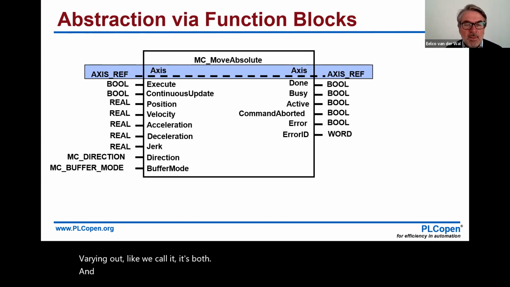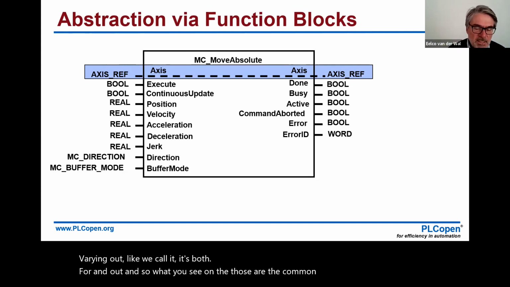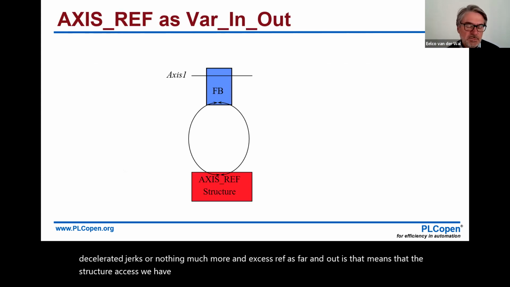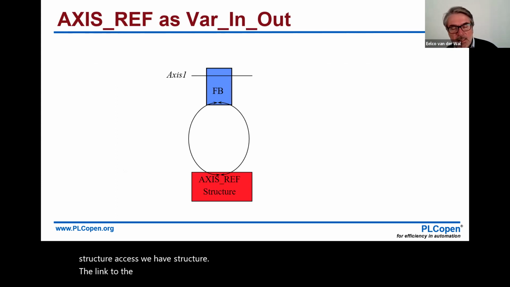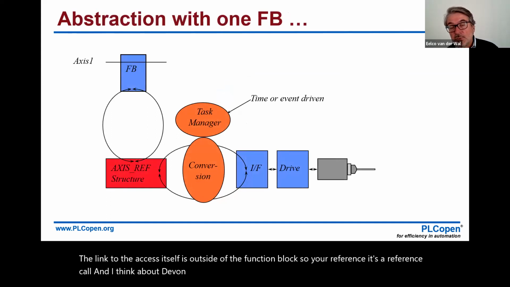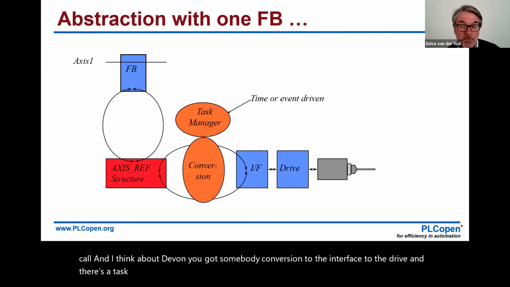So what you see on the inputs are the common terms: velocity, acceleration, deceleration, jerk, so nothing much more there. Axis ref as VAR_IN_OUT means that the axis ref structure, the link to the axis itself, is outside of the function block, so it's a reference call. The nice thing about that is that you get a conversion to the interface, to the drive, and there's a task manager that says we do this every 250 microseconds or whatever.